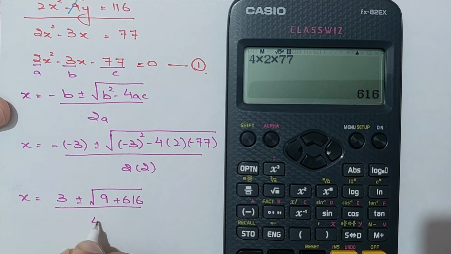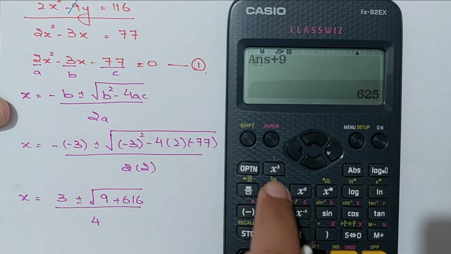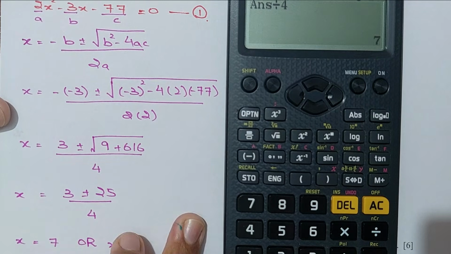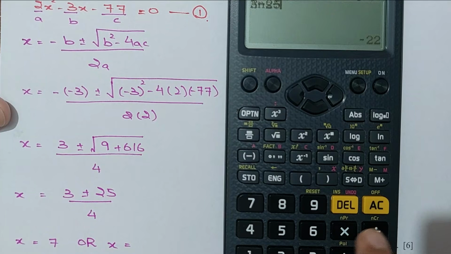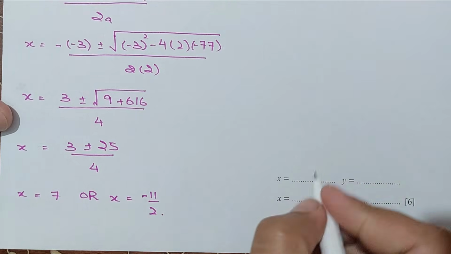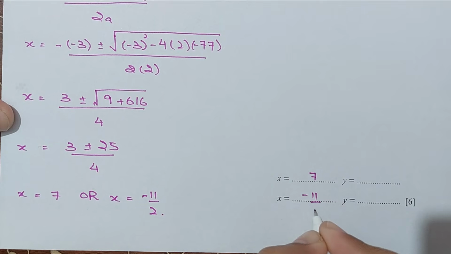2 times 2 is 4. Add 9. 25 is the square root. x equals 3 plus or minus 25 over 4. Okay, 3 plus 25 by 4. x equals 7, or x equals 3 minus 25 over 4, minus 11 by 2. These are the two x values, right? Okay, now let me get the y values when x equals 7 or minus 11 by 2.